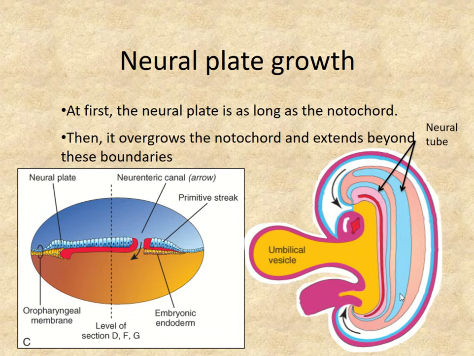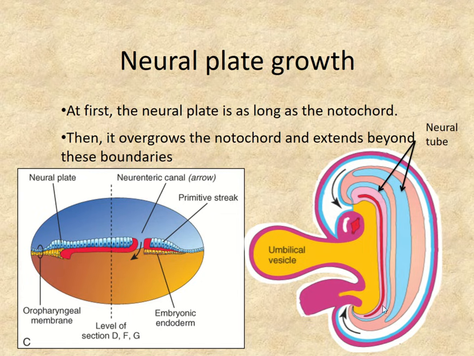But the neural plate is going to overgrow the length of the notochord and extend beyond it. We talked about that in the weeks 3 through 7 video when I talked to you about the head fold and the tail fold that occur during folding of the embryo.